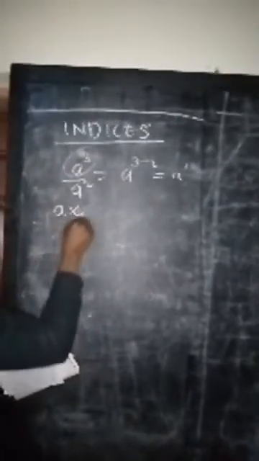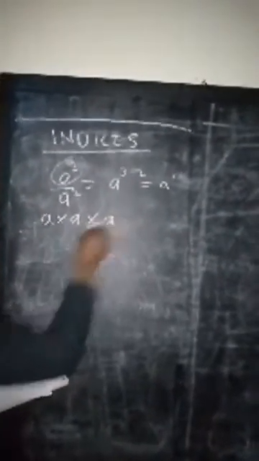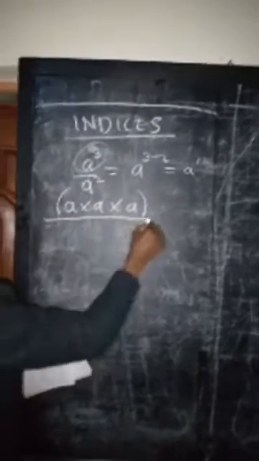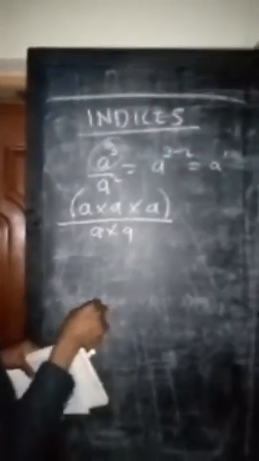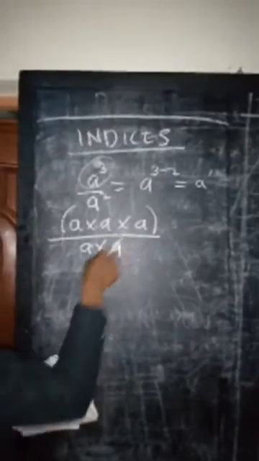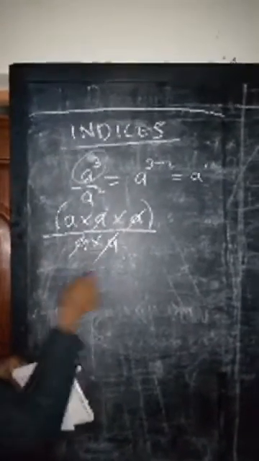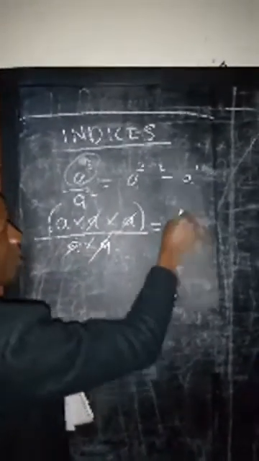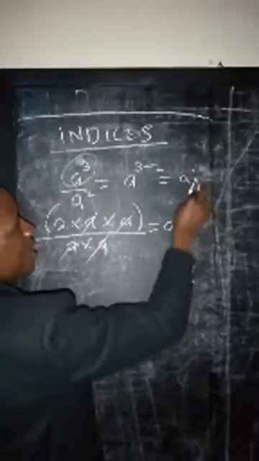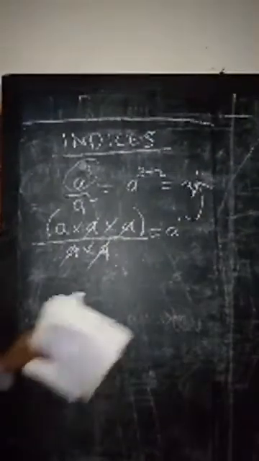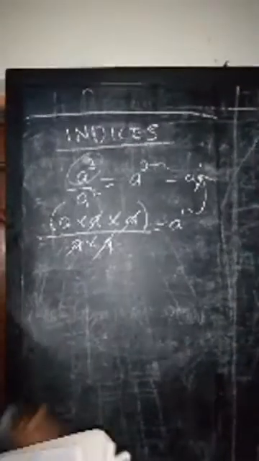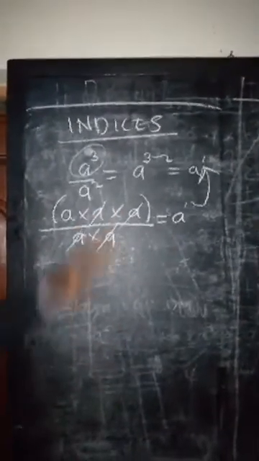If you have A power 3, we can write it as A multiplying by A multiplying by A, and all of these we can divide by A multiplying by A. If we simplify this one, it will give us A power 1. Therefore, if a number is divided by another number, provided that the bases are the same, we just need to subtract the powers.